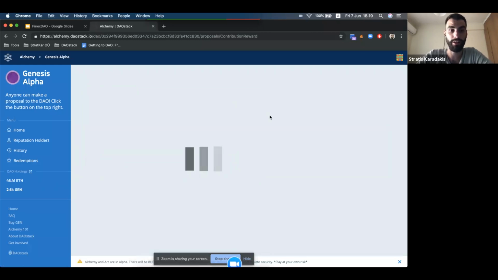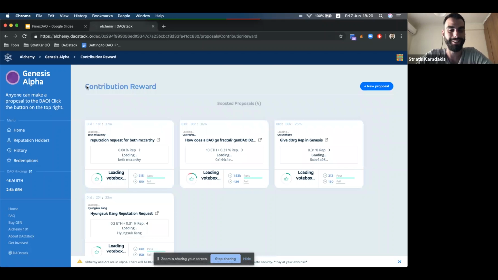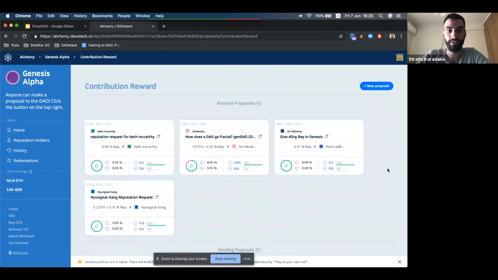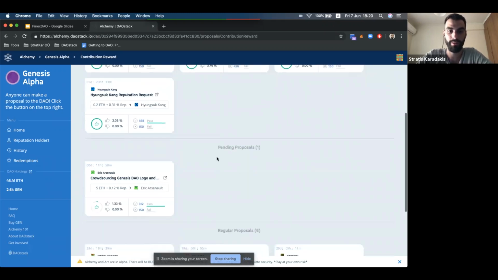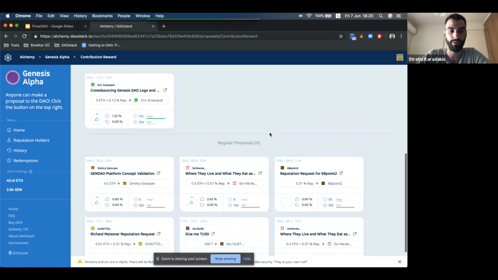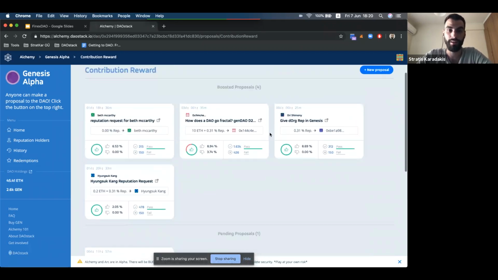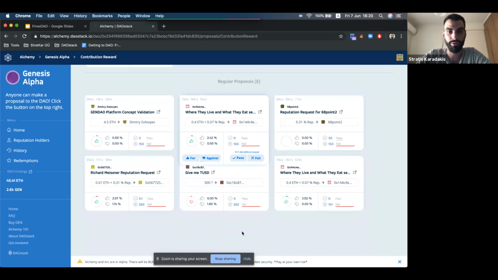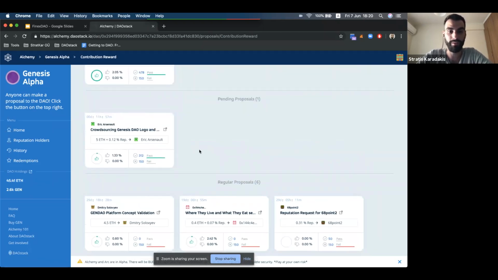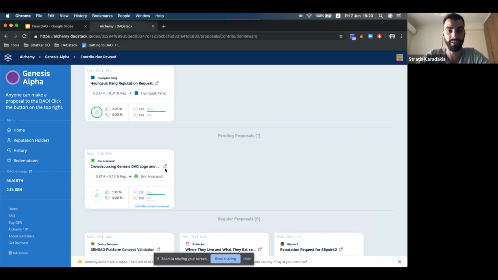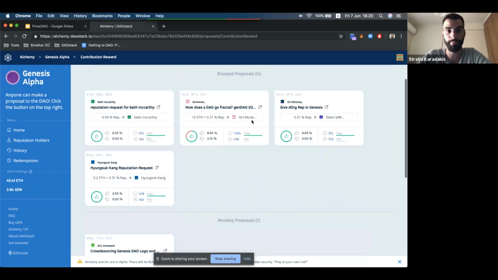Now, going down the rabbit hole, the contribution reward, as we said, consists of 3 queues: the boosted proposal queue, the pending proposal queue, and the regular proposal queue. As soon as you make a proposal, it shows up in the regular proposals queue. If there is a positive stake for to against, like this one, it goes up to the pending queue. And if it maintains its ratio, it moves up to the boosted queue.